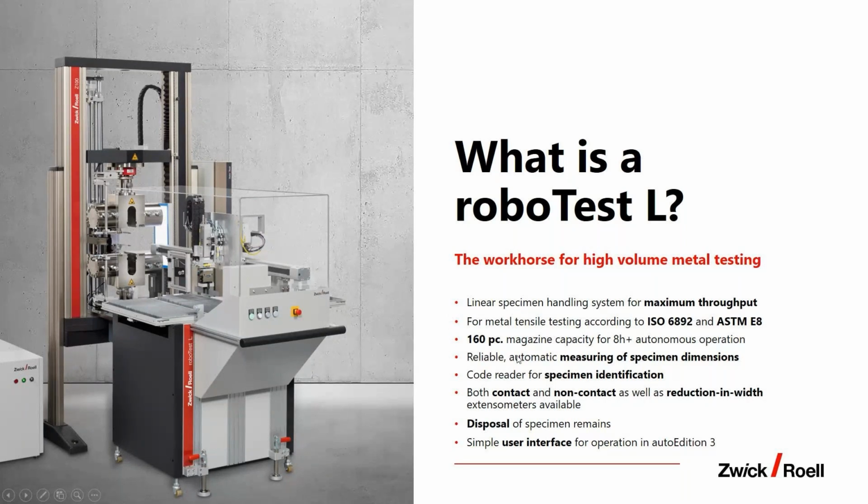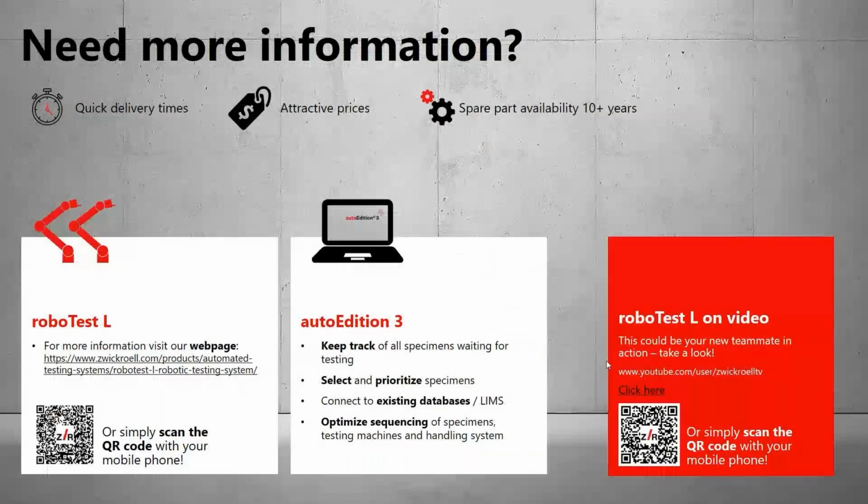We have a capacity of 160 samples, cross-section measurement, code reader, reduction in width, transversal strain, disposal, and so on. So it's that workhorse for high volume testing of production in sheet metal, aluminium, or even round samples. Same here, plenty of information available, including a video. Also quick delivery times, more or less instantly, attractive pricing, spare part availability within 10 years.